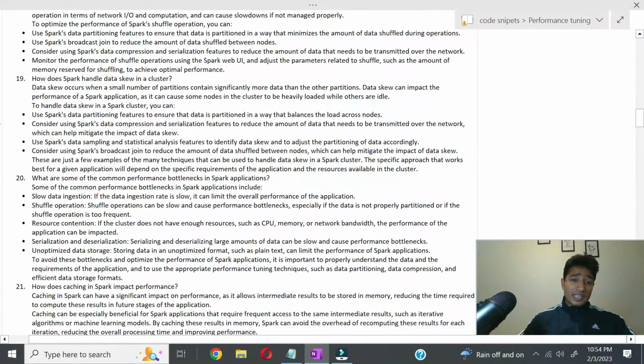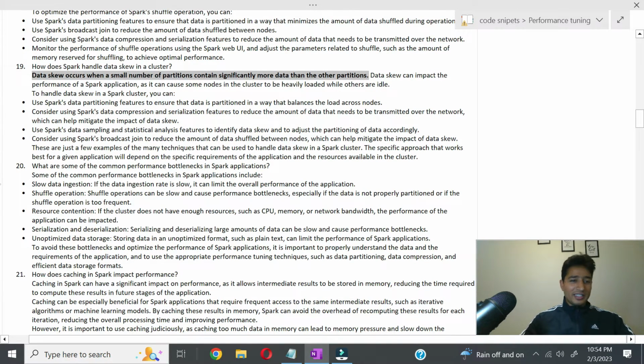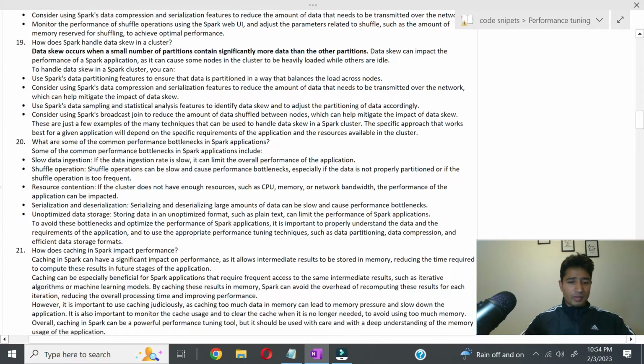How does Spark handle skew data in a cluster? We have covered this question. Data skew occurs when a small number of partitions contain significantly more data than other partitions. This definition I really like about skew data. Data skew can impact the performance of a Spark application. It causes some nodes of the cluster to be more heavily loaded than the others. Use the Spark data partitioning feature to ensure data is partitioned in a way that balances the load across cluster nodes. Consider using data sampling. Consider using Spark broadcast join to reduce the amount of data to be shuffled across nodes. There are multiple ways. We have covered it in the join video.